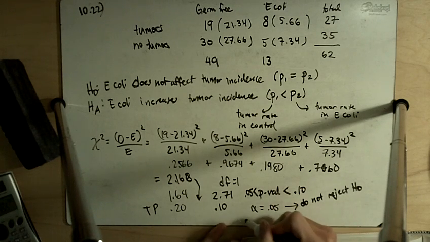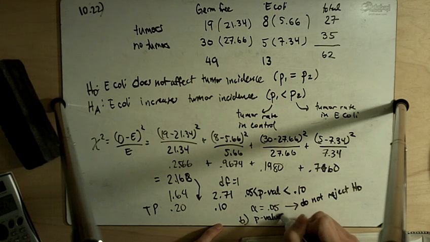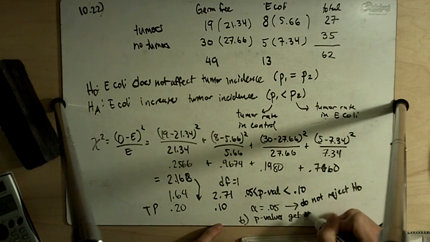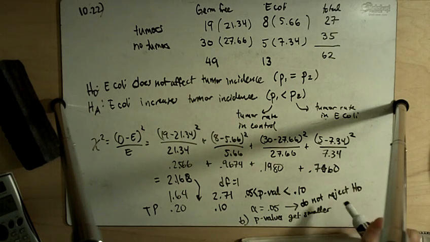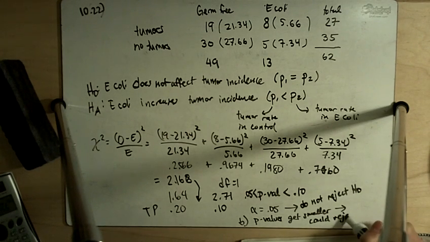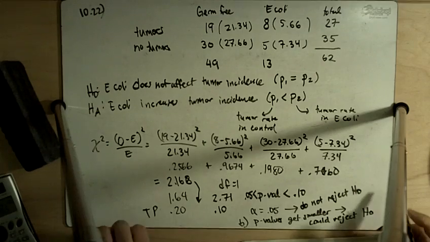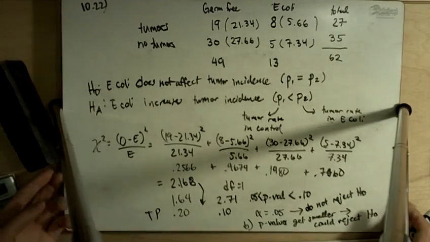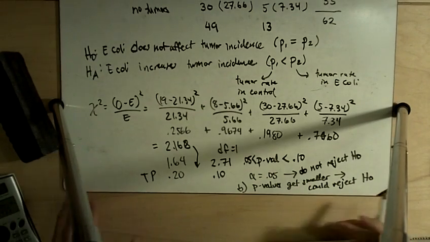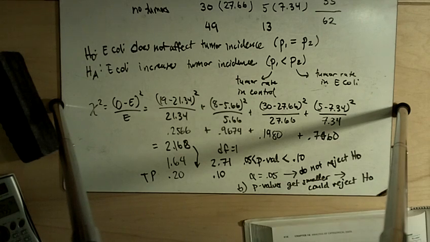Okay, so Part B is p-values get smaller, and that might lead us to reject the null hypothesis. Okay, with the smaller p-value, we could reject the null hypothesis. So that's how it would change.